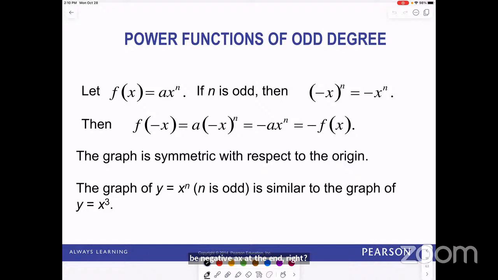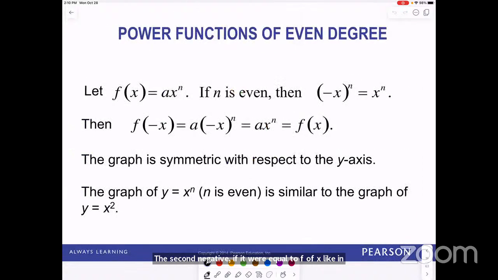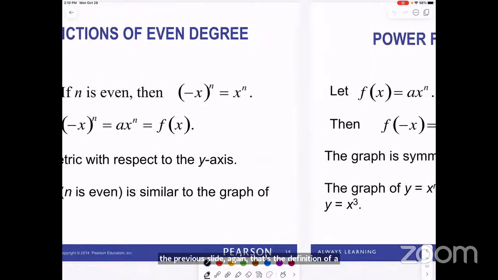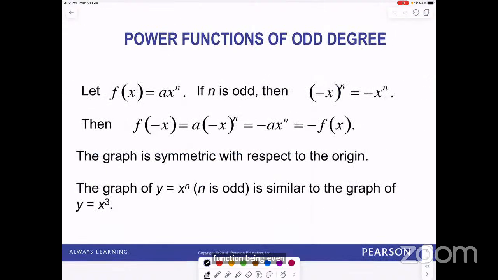So we started with f of negative x. We finished with negative times f of x. That's the definition of a function being odd, right? If that second negative weren't there, if it were equal to f of x, like in the previous slide, again, that's the definition of a function being even. Here, f of negative x equals a negative times f of x. That's the definition of a function being odd.